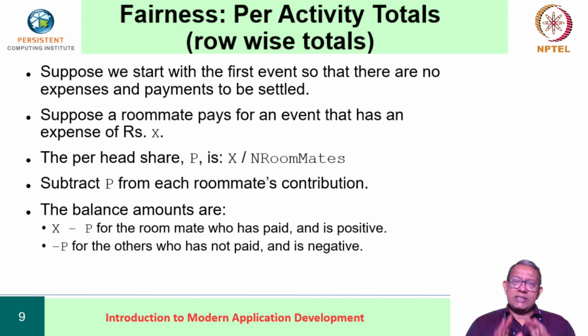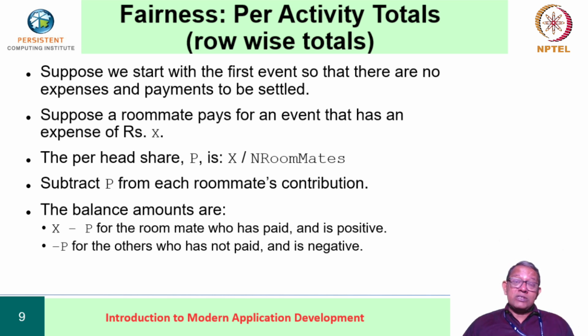Suppose, for example, let's start with the first event so that there are no expenses or payments to be settled or reconciled. Suppose a roommate pays for an event some amount X. Then given that there are n roommates, the per head contribution is X divided by the number of roommates. Let's call this per head contribution as P. Our approach says that we subtract P from each roommate's contribution, which currently is 0 because it is the first event.